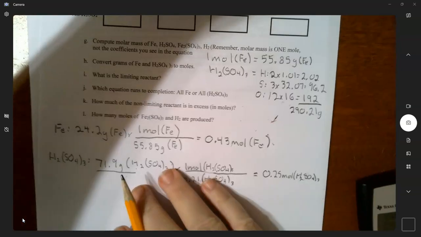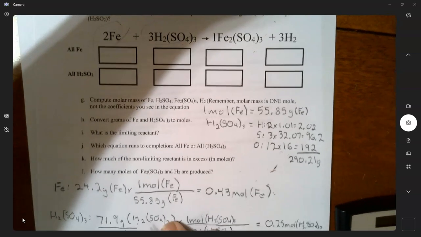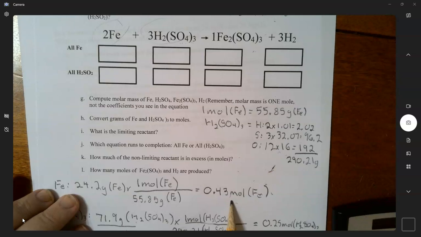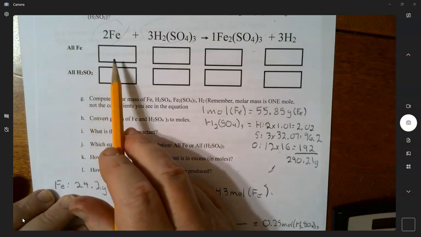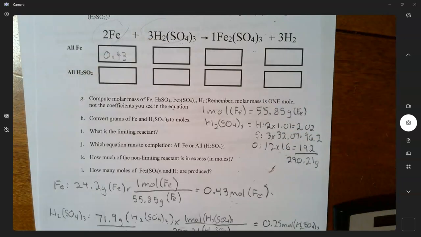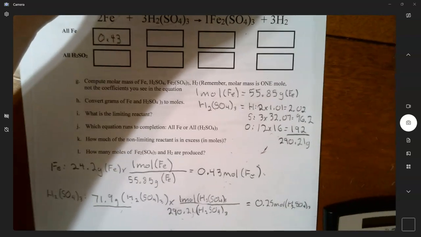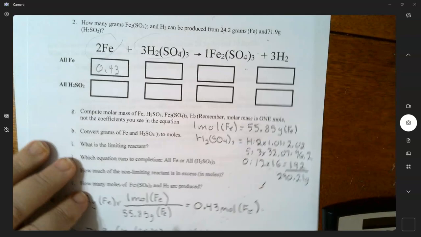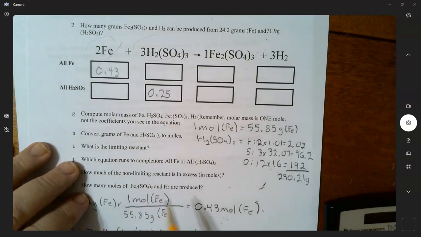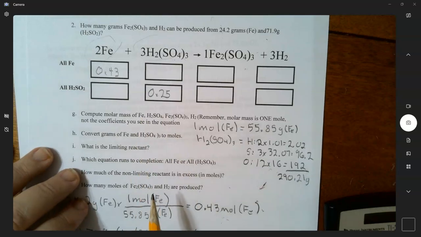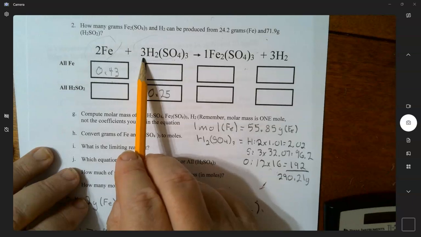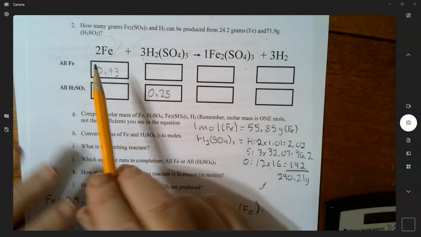Okay, now we're ready to go ahead and start the problem. So I'm going to bring it back up here and we're going to put the 0.43 moles of Fe in the box, all Fe under Fe here. So where the Fe's intersect, okay? All right, now we're going to take the 0.25 moles of H2SO4 and put it in the all H2SO4 box. If we reacted all of that, moles of all underneath H2SO4. Now we're ready to figure out, okay, we have as much H2SO4 as Fe. So that just makes the math a little more complicated.